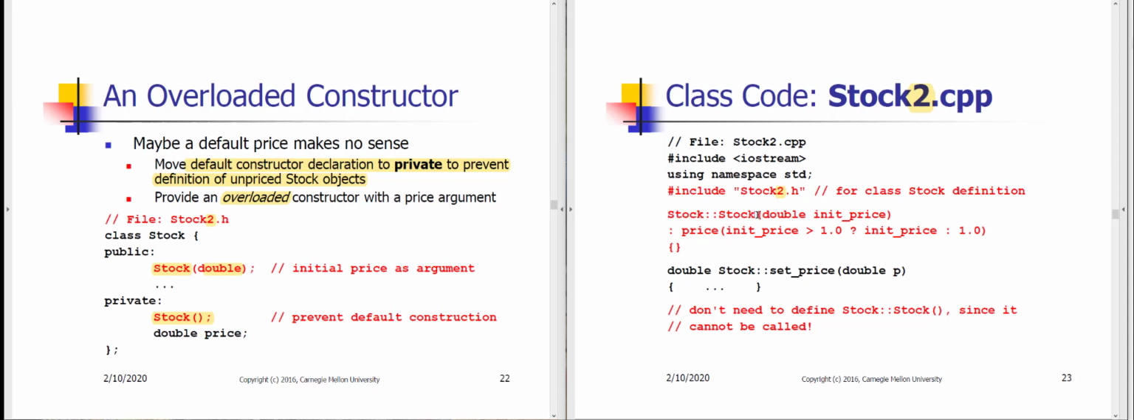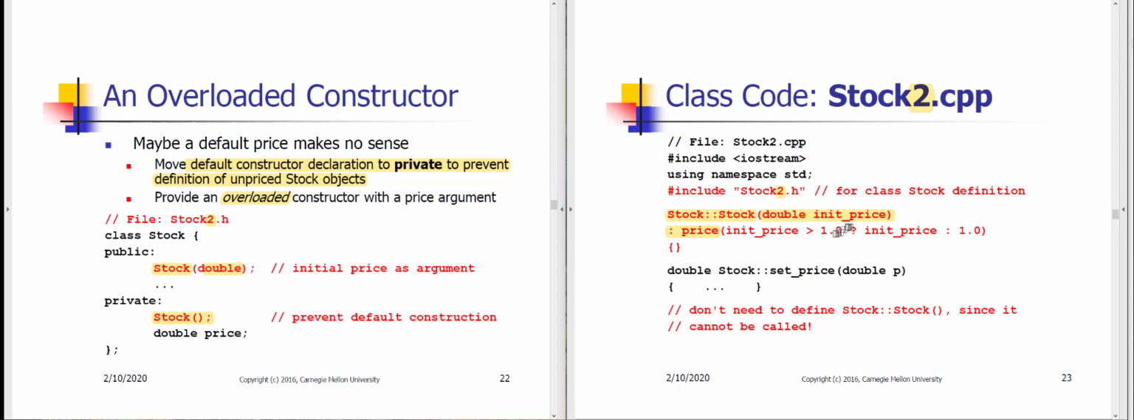Here is our overloaded stock constructor. This is a function named stock that is a member of the stock class. All right, so since the name is the same as the name of the class, it is a constructor. It requires a single double parameter, which will be the initial price. Now, we're using our member initialization list to initialize the value of the price data member. However, there is a possibility that the init price argument is bogus.